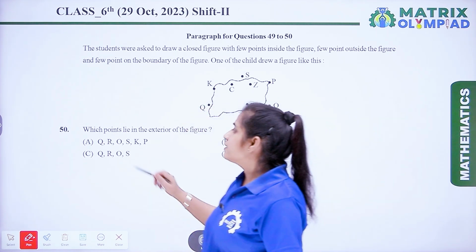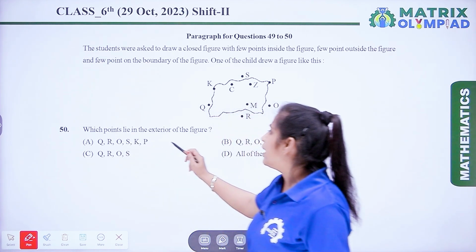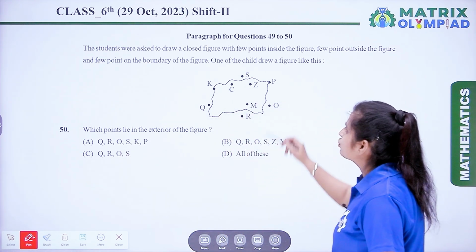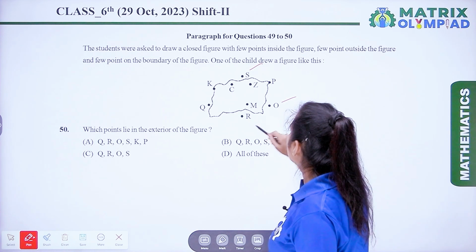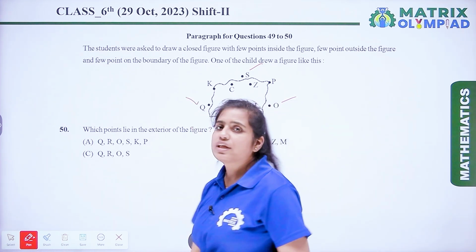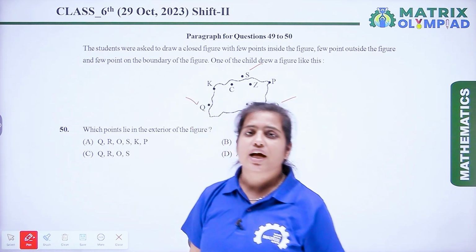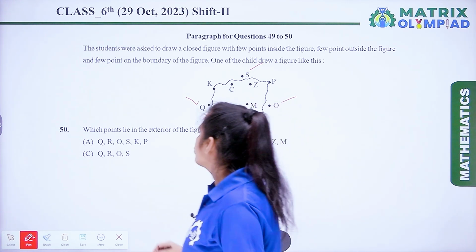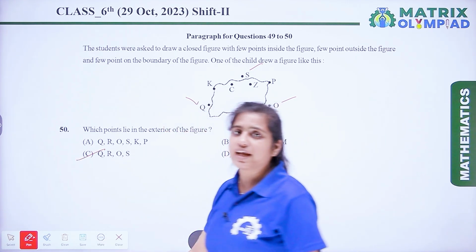In this, it is asked that which points lie in the exterior of the figure. So here S, O, R and Q. These are the 4 points which lie outside the figure. So here option C is the correct answer.